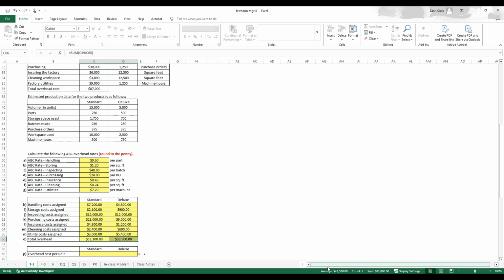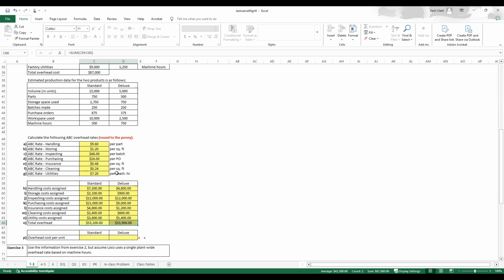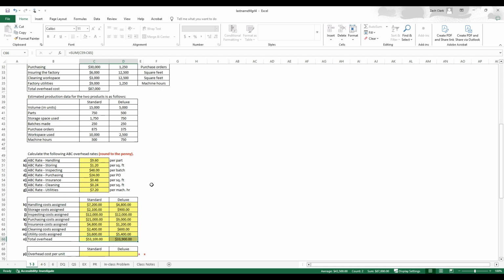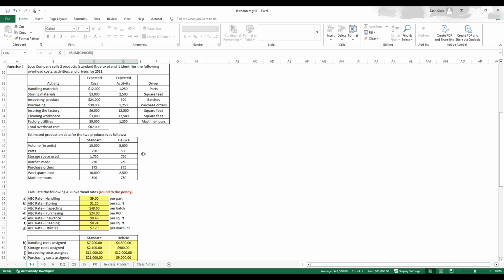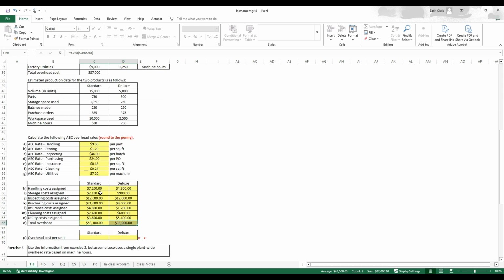So the total overhead we've applied now is the total overhead cost noted up here, right? So just drawing your attention there, we're taking this total overhead cost and splitting it up by activity and then by product type, essentially, deluxe and standard.